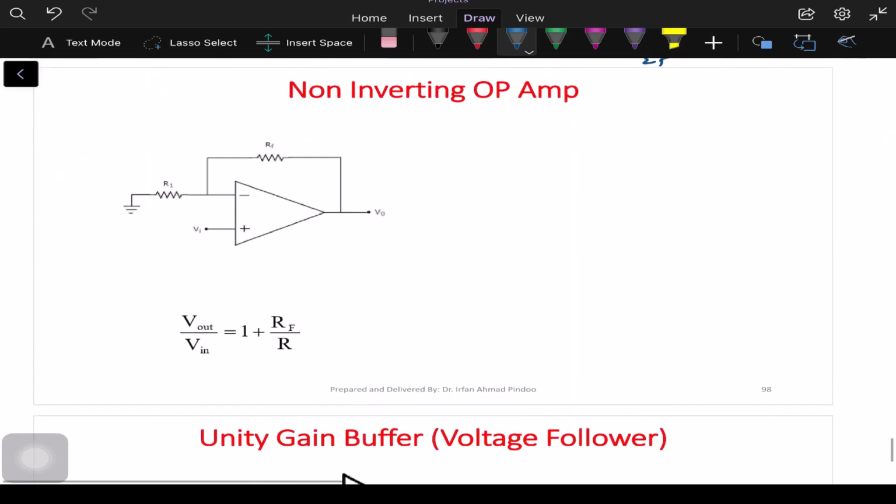In the same way, we are having a non-inverting op-amp, and you can analyze this also using the same two principles that I have discussed in the above one, right? So let us analyze. This is 0.